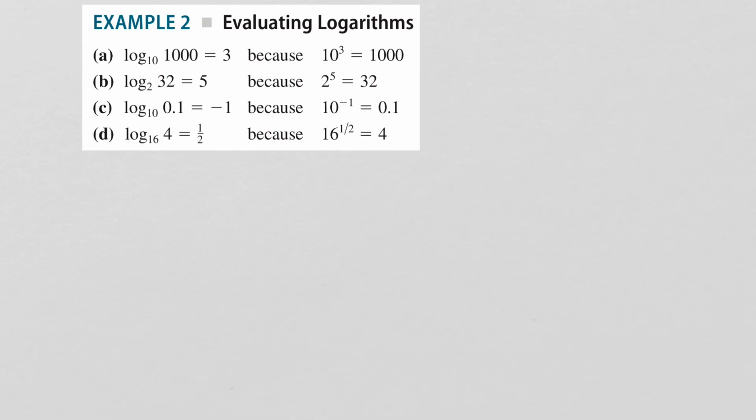We can use the definition of a logarithm to evaluate logarithms as long as the numbers are nice enough. So for example, we know that log base 10 of 1,000 is equal to 3 because we know 10 to the 3rd power is 1,000. We know that log base 2 of 32 must be 5 because 2 to the 5th power is 32. Likewise, log base 10 of 0.1 must be negative 1 because 10 to the negative 1 power is equal to 1/10 or 0.1. And finally, log base 16 of 4 must be 1/2 because 16 to the 1/2 power must be equal to 4. So as long as the numbers play nice here, you can do this without a calculator.